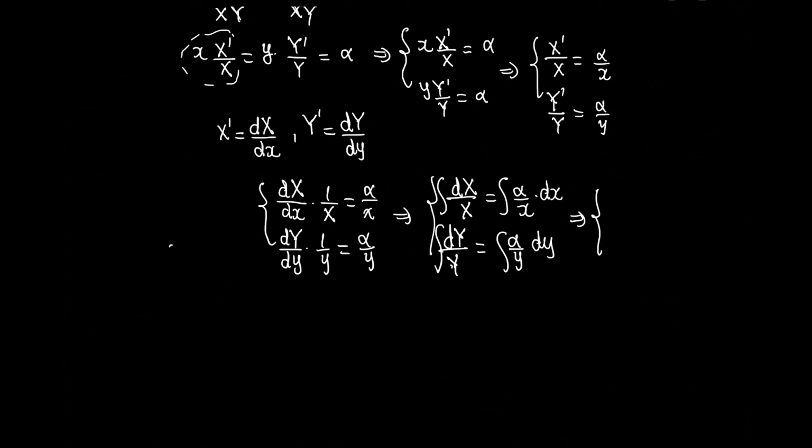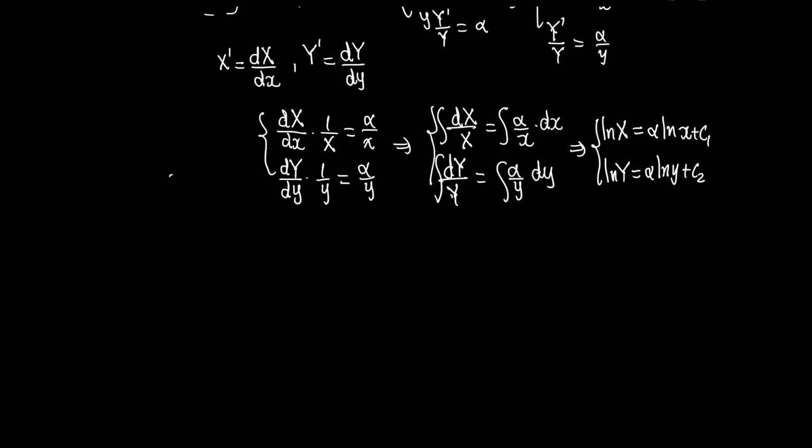Then you have ln X equal to alpha ln x plus c1. You have ln y equal to alpha ln y plus c2.